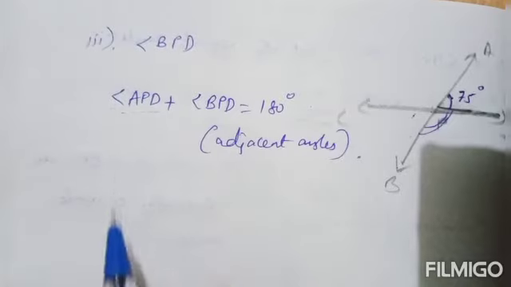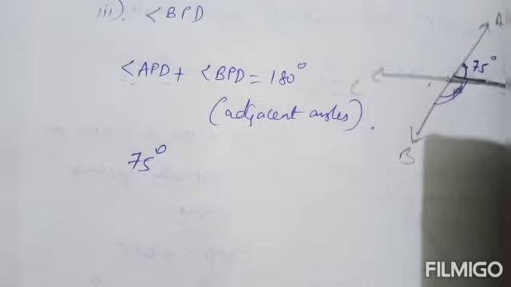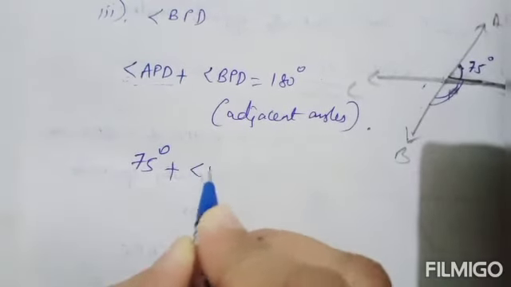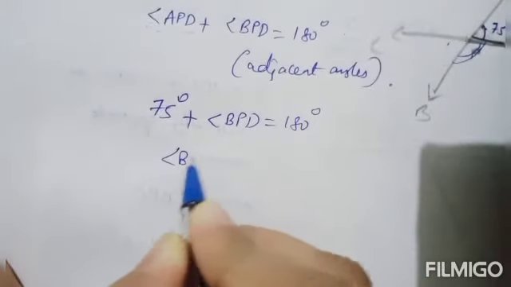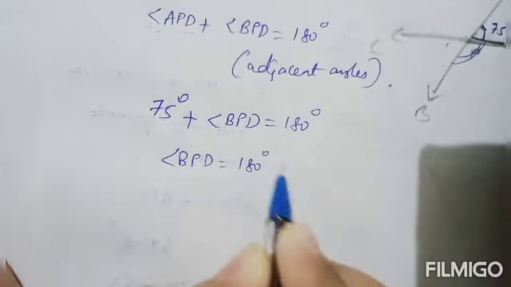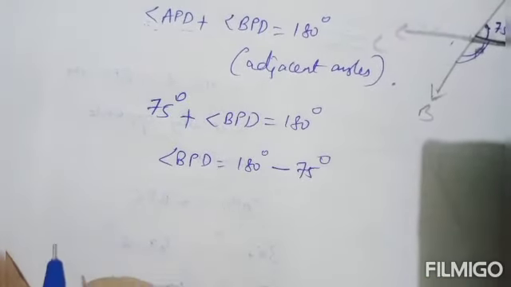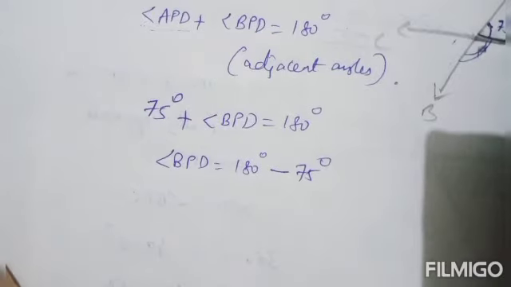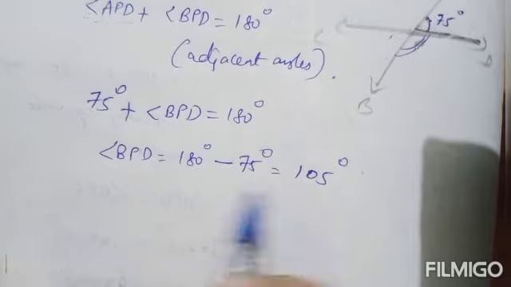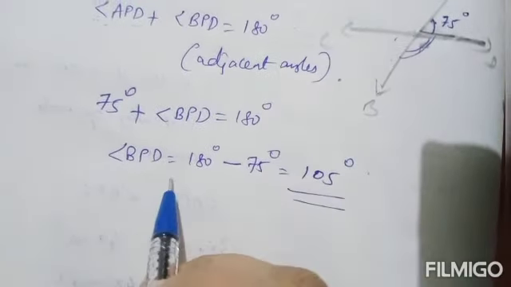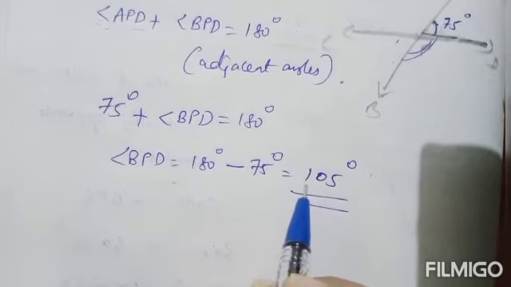But the angle APD measurement we found is 75 degrees, so we can put that here. 75 degrees plus angle BPD equal to 180 degrees. So angle BPD equals 180 degrees minus 75 degrees. The 75 on taking to the other side will be minus 75 degrees. So angle BPD equals 180 minus 75 degrees, that is 105 degrees, you will get.